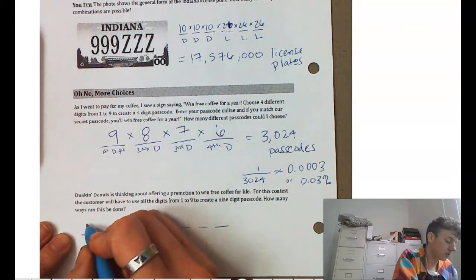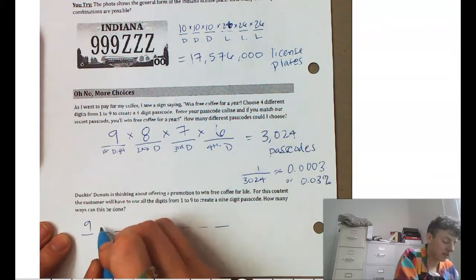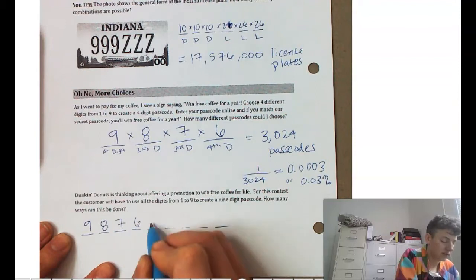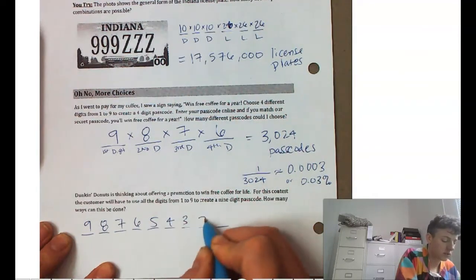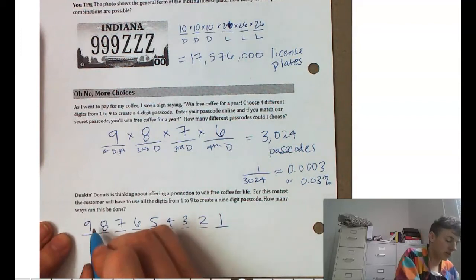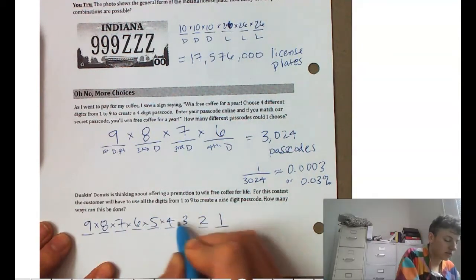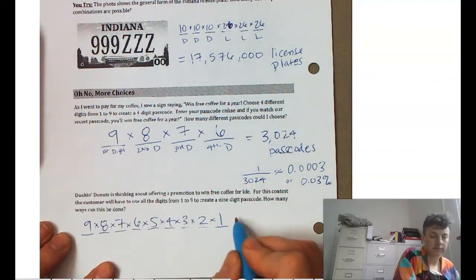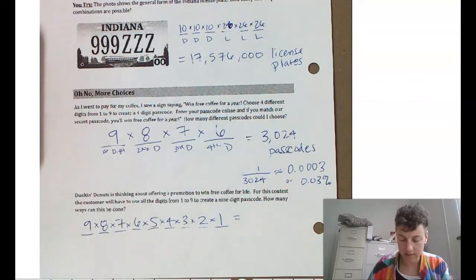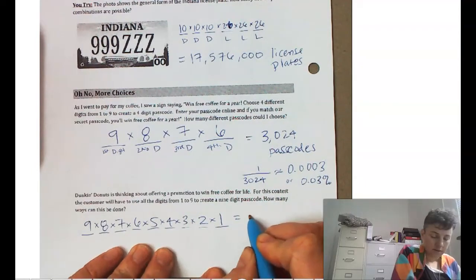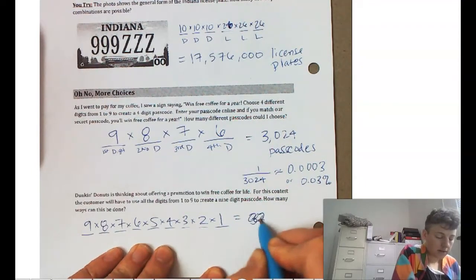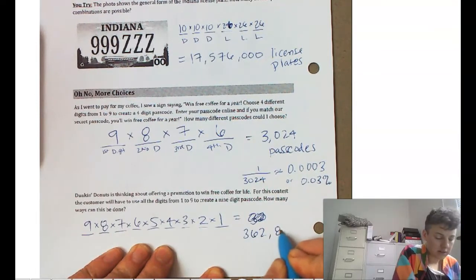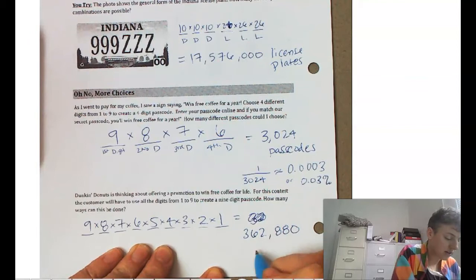So I've got 9 choices for the first one, and as soon as I use that, I only have 8 choices left, and then 7 choices, and then 6 choices, and then 5 choices, and 4 choices, and then 3 choices, and then 2 choices, and then 1 choice. And I multiply all these numbers together. And our handy dandy calculator says that 9 times 8 times 7 times 6 times 5 times 4 times 3 times 2 times 1 is 362,880 passcodes.